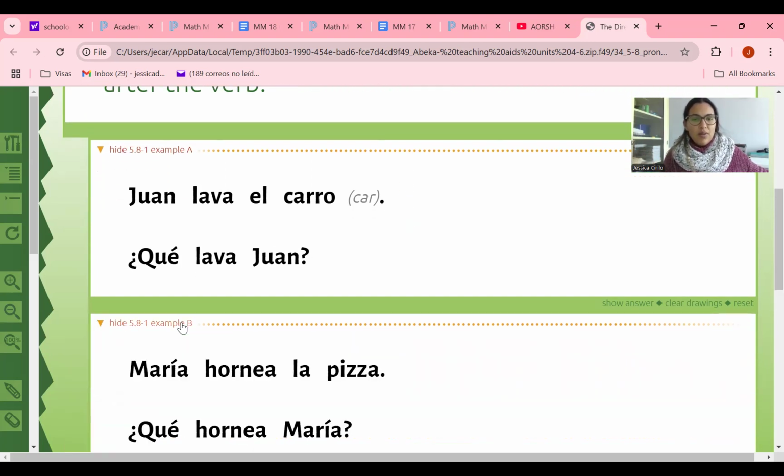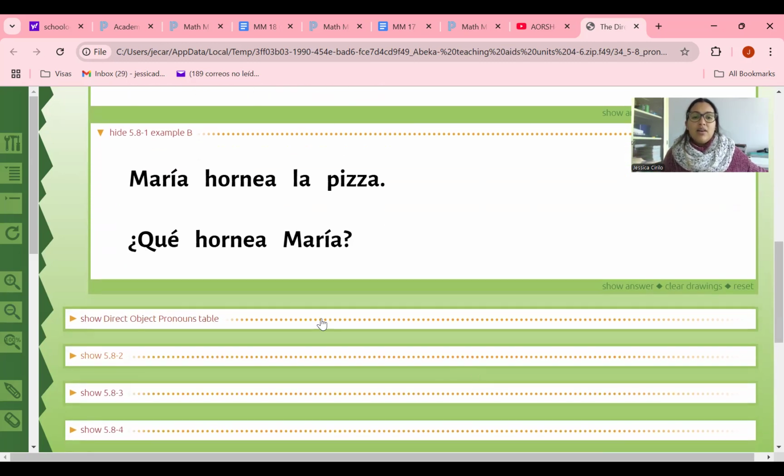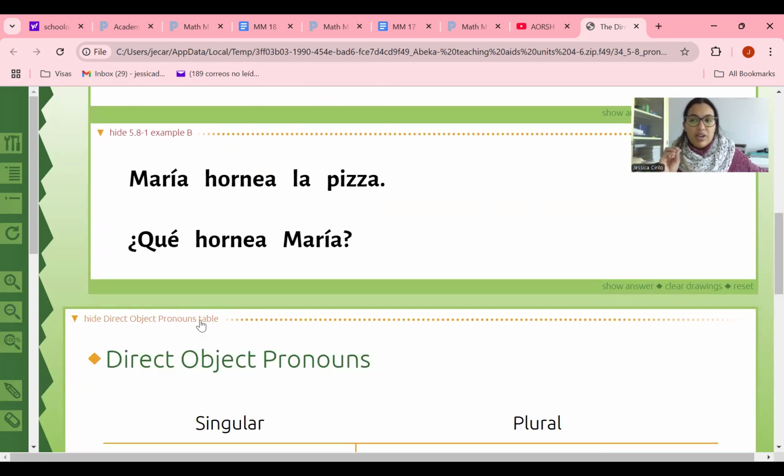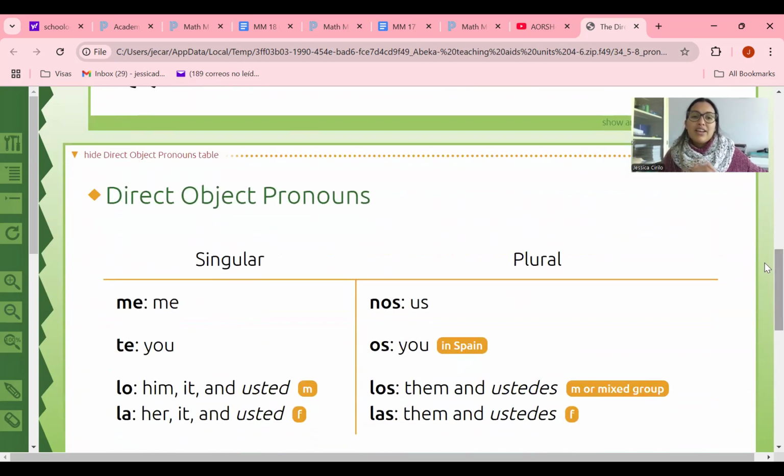Let's look at another example. María hornea la pizza. That means María bakes the pizza. Okay, so what is María baking, or what does María bake? The pizza. So pizza is the direct object. Okay, it is important to first learn to recognize direct objects to understand what you have to do with this information, okay? So now, you also have in this section the direct object pronouns, okay?